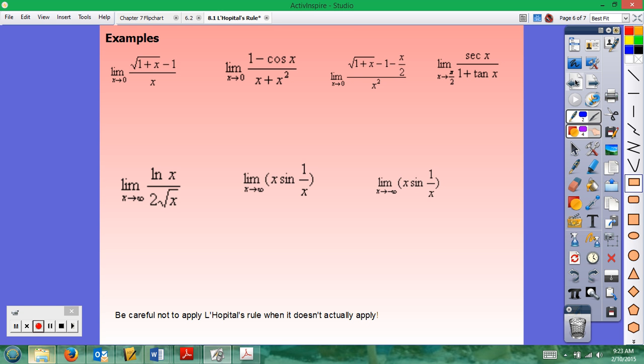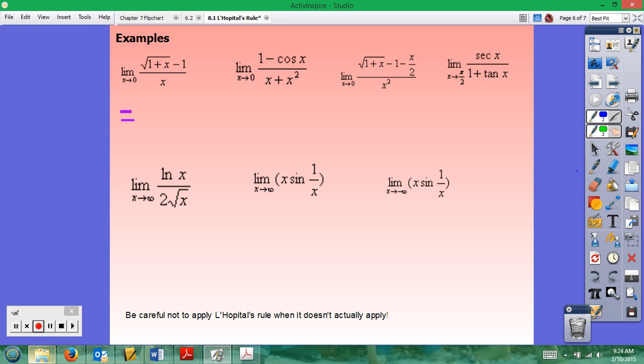But back to this slide, let's look at one more together. Let's just look at the first one. So if I picture plugging a 0 into that, I'd have the square root of 1, which is 1, minus 1, which is 0. I have 0 over 0. So I can take the derivative of the top and the bottom. The top is 1 plus x to the 1/2 power. So the derivative would be 1/2 times 1 plus x to the negative 1/2, minus 1. Well, that'll disappear. And in the bottom, we'd have a 1.